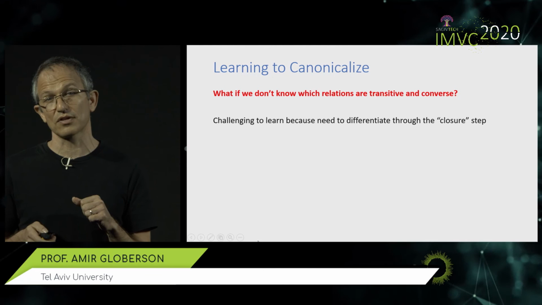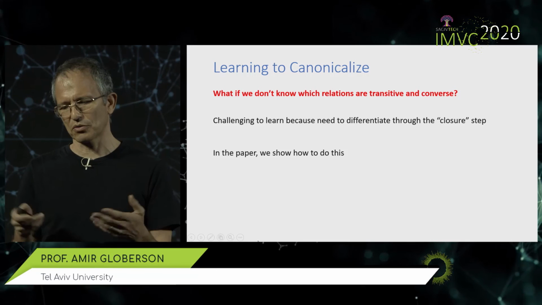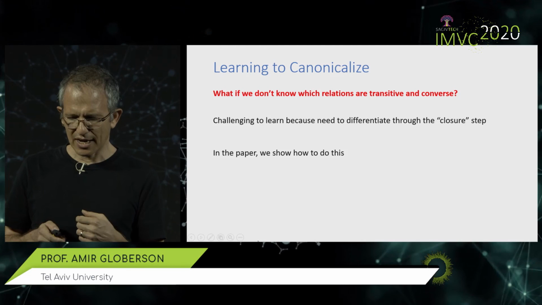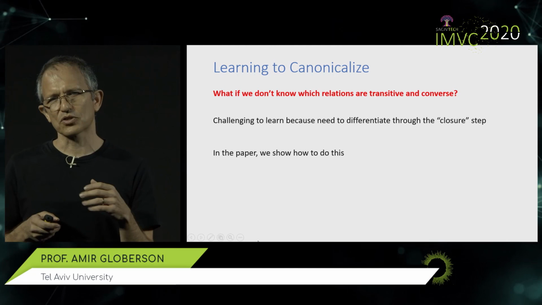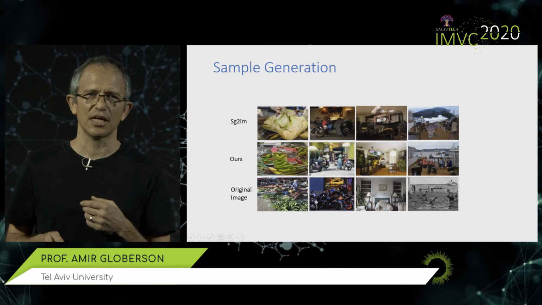So we address this learning problem, understanding the properties of the relations in our graph, and we built a learning method for learning which relations are what, and we did it in a soft way. So a given relation could be like 0.9 transitive, etc. Okay, so just in terms of some results, here you can see an original image at the bottom.